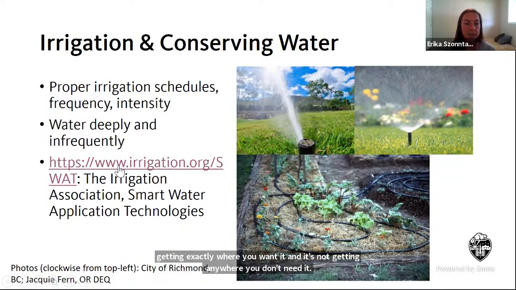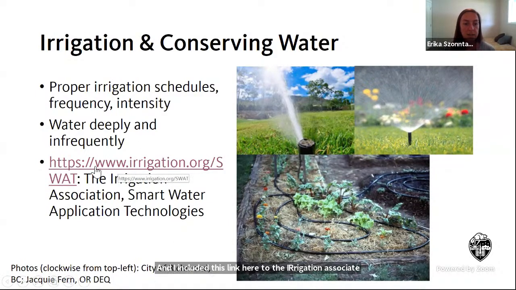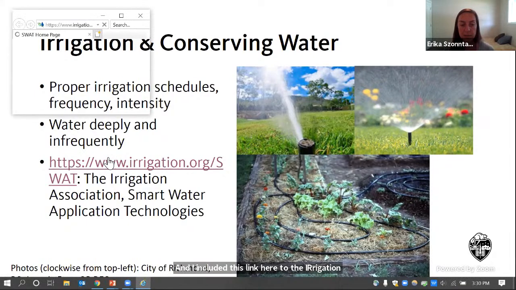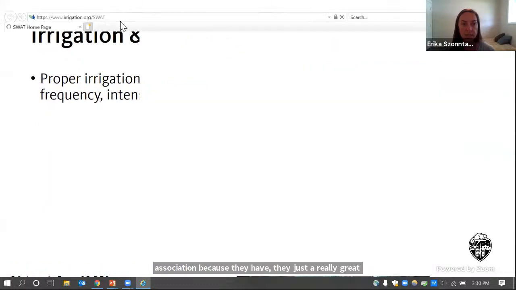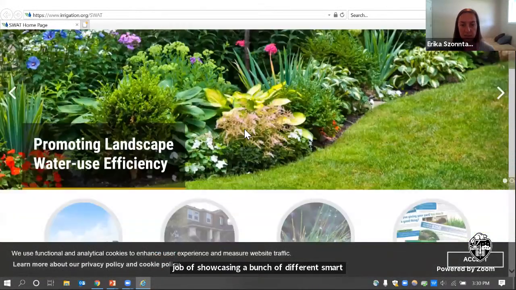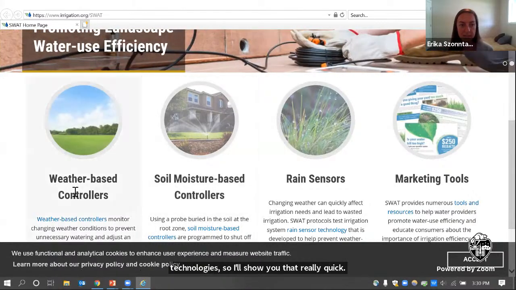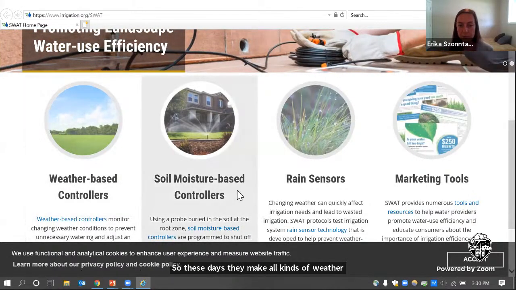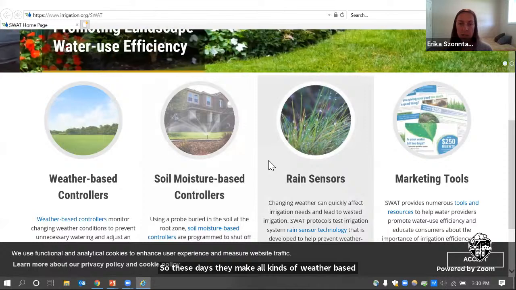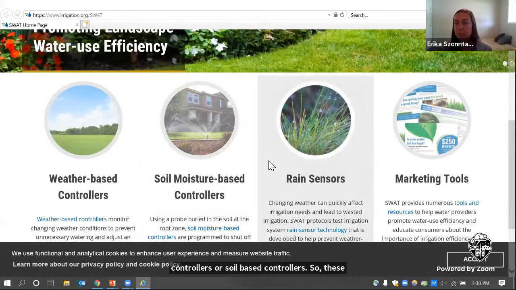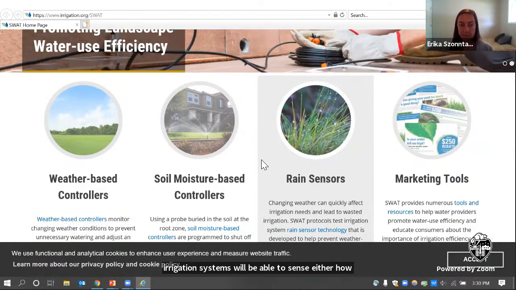And I included this link here to the Irrigation Association because they do a really great job of showcasing a bunch of different smart irrigation technologies. So I'll show you that really quick. These days they make all kinds of weather-based controllers or soil-based controllers. These irrigation systems will be able to sense how much moisture is in the soil.